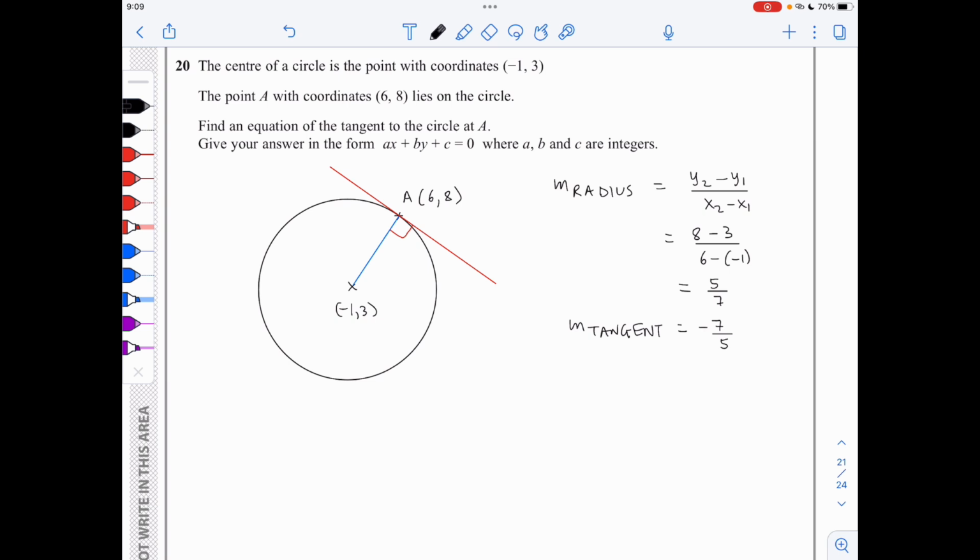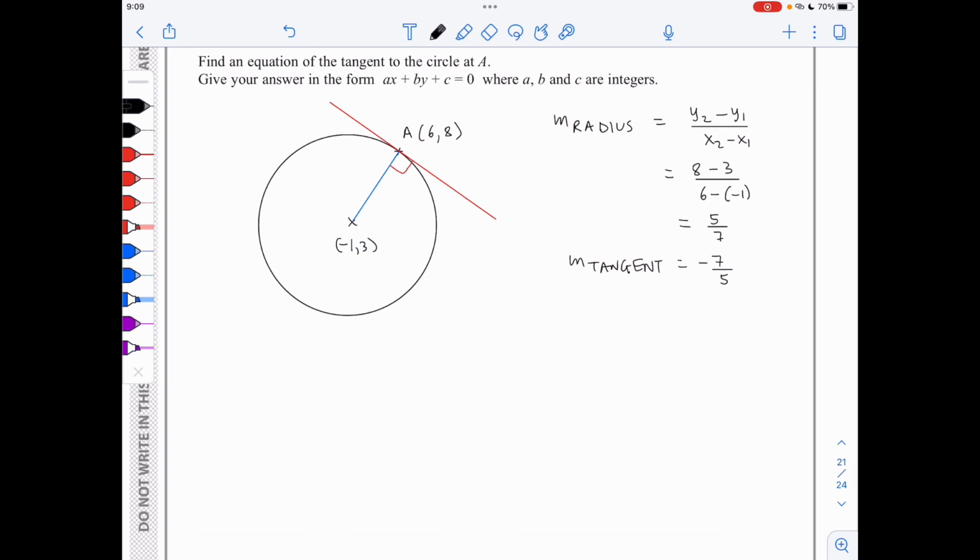In addition, we know that the straight line passes through this point here, the point A, with coordinates 6, 8. So we are looking for the equation of a straight line, y equals mx plus c. We have already established that the gradient m is minus 7 over 5. And we know that when x is 6, y is 8. So I will use this to find c.